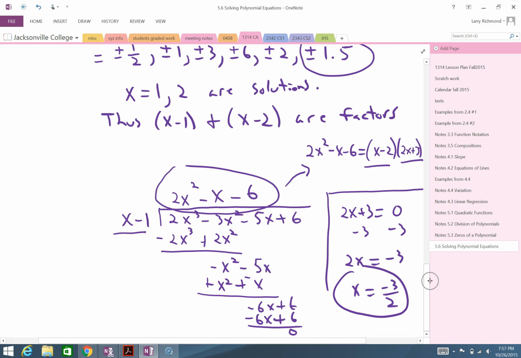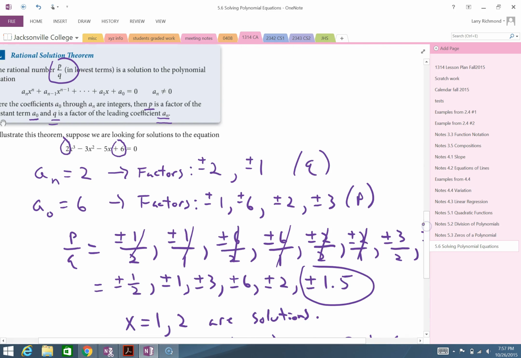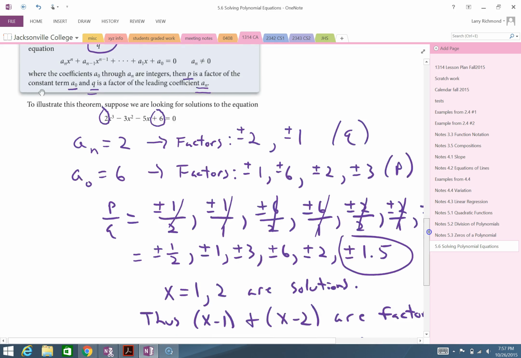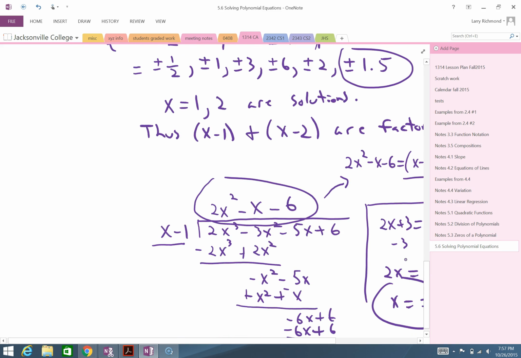So to use this rational root theorem, simply generate a list of possible solutions. From there, we're just going to try them out. Once we have one, then we can do some division to find the others. And that concludes this video.